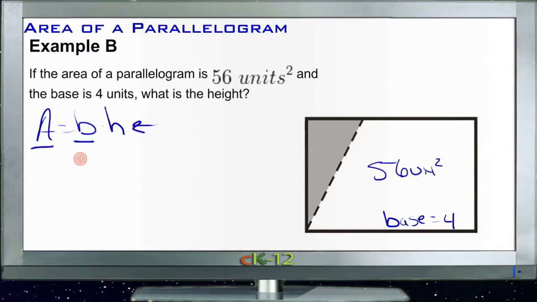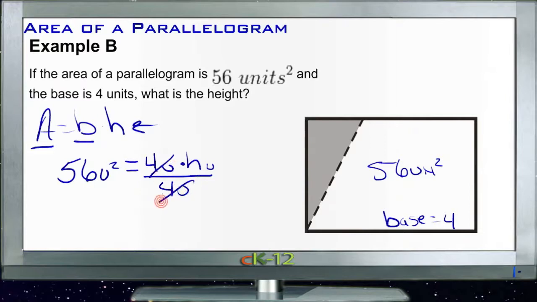So we're going to plug the area in first, 56. We'll just say U for units, squared, equals the base, which is 4 units, times the height in units. So now we're just going to divide both sides by 4 units, and this will cancel. And 56 divided by 4 units, well, units squared is units times units, right? So if we divide 2 units multiplied by each other by 1 unit, we're just going to end up with one of those units left on top and the other one's gone.